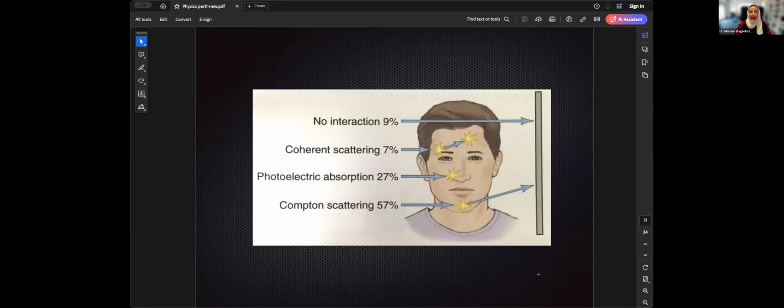So when we look at how X-rays interact with the body, 27% of your photons are going to interact as a photoelectric absorption. And the Compton scatter is going to be about 57%. And that's why we have a lot of scatter with X-rays. Some will have no interaction at all. And then 7% you'll get a coherent scatter. Now, why is this important to understand? It's important to understand because the information that comes out the other side depends on the differential absorption of different tissues to your X-ray beam.